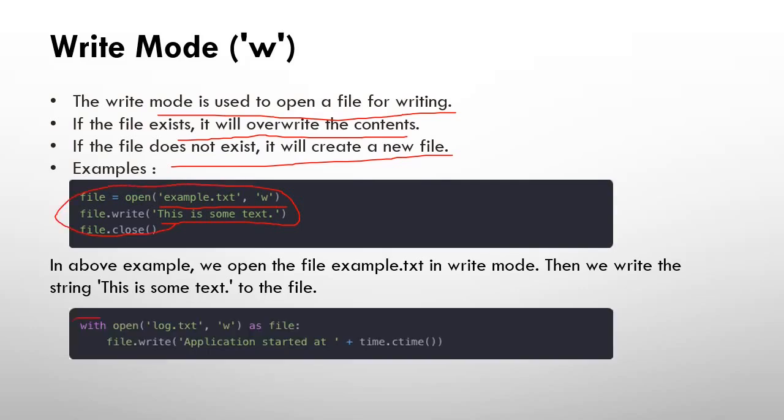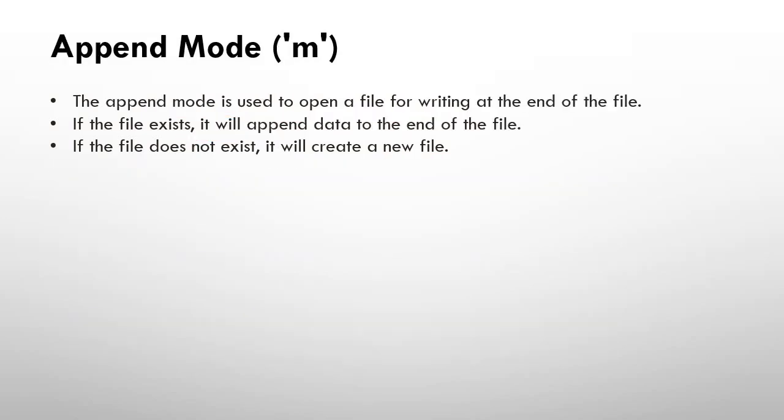So in the second example, we are trying to open a file log in write mode using a file context manager. Append mode. The append mode is used to open a file for writing at the end of a file. If the file exists, it will append data to the end of the file. And if it does not exist, it will create a new file.